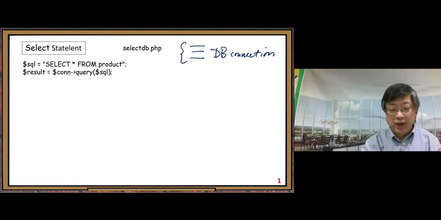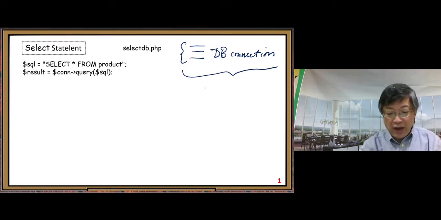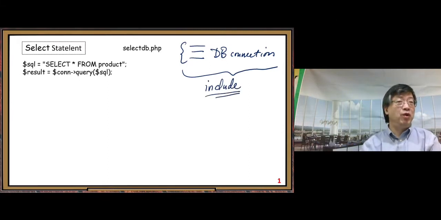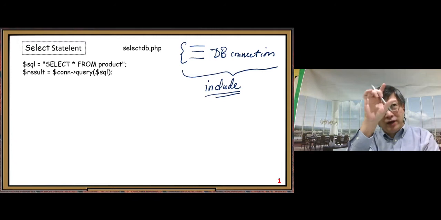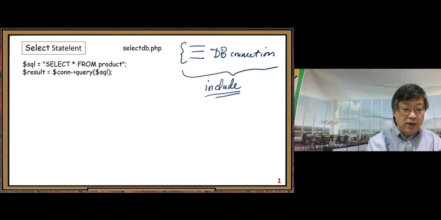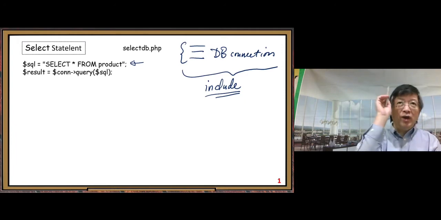So you can see here that the include feature is important. Remember, we have that include file feature. We can include that block, the database connection block. All right. So first, we define the SQL query statement as a string variable. This is the statement we want to execute.